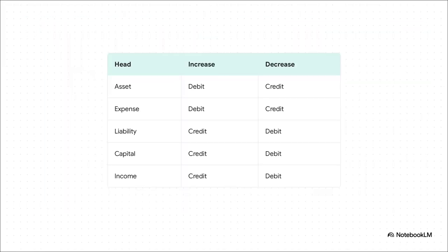So the rule here is driven by pure mathematical harmony. To increase an item's value, you just reinforce its natural balance. To shrink it, you do the exact opposite. Because assets and expenses naturally live on the debit side, an increase means applying a debit, while a decrease demands a counteracting credit. Conversely, because liabilities, capital, and income maintain a natural credit balance, increasing them requires you to credit them. To decrease their value, you simply debit them. It's brilliant because it removes all the guesswork about who is receiving or giving. It just replaces it with a straightforward algebraic system.